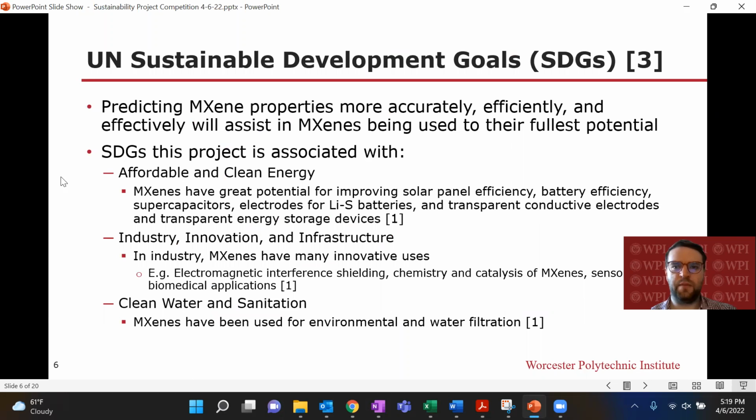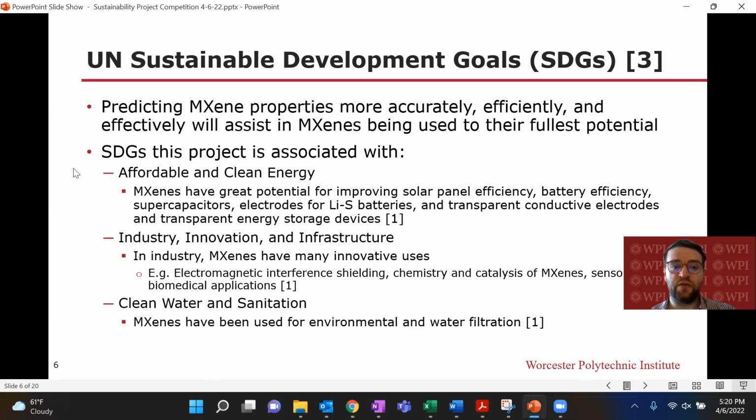UN Sustainable Development Goals. Predicting MXene properties more accurately, efficiently, and effectively will assist MXenes being used to their fullest potential. SDGs this project is associated with include affordable and clean energy with a large number of applications such as improving solar panel efficiency, battery efficiency, supercapacitors, electrodes for Li-ion batteries, and transparent conductive electrodes and transparent energy storage devices.